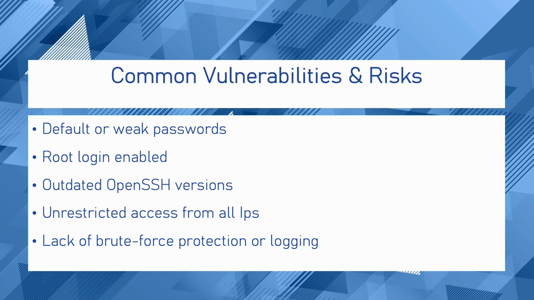server exposed. Another issue is unrestricted access from all IP addresses. Allowing SSH connections from anywhere makes it easy for attackers across the internet to attempt brute force attacks. Limiting SSH to trusted IP ranges or internal VPN connections dramatically reduces this risk. Finally, a lack of proper logging or brute force prevention can make SSH attacks invisible. Without monitoring tools like fail2ban or regular review of /var/log/auth.log, administrators might not realize they're being targeted until it's too late. Essentially, the biggest threat to SSH isn't the protocol itself. It's human error in configuration and maintenance.